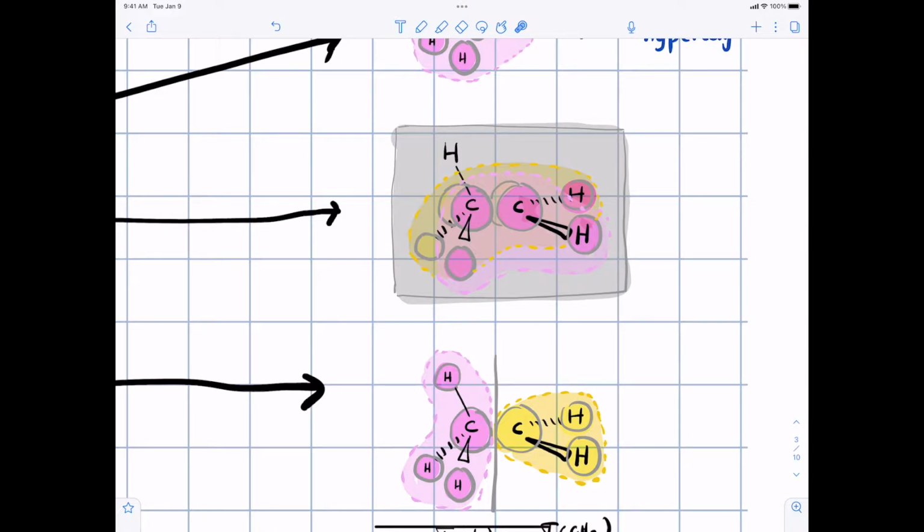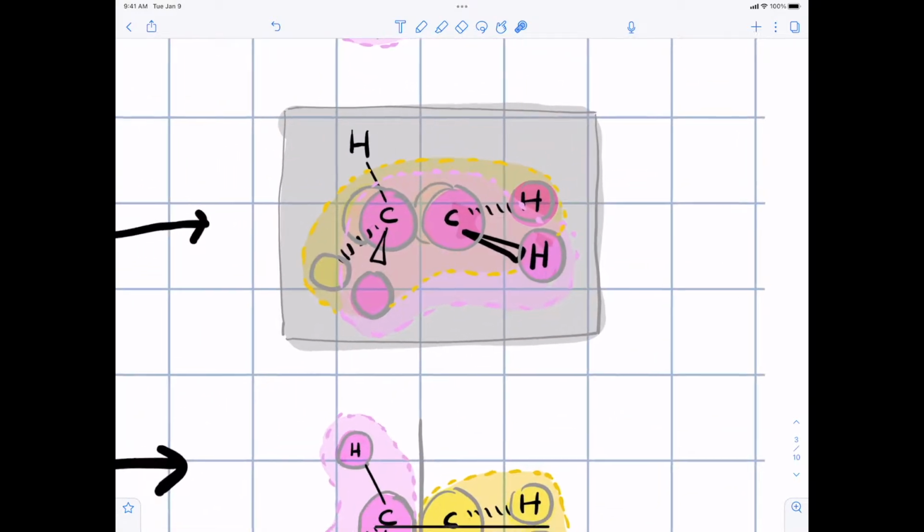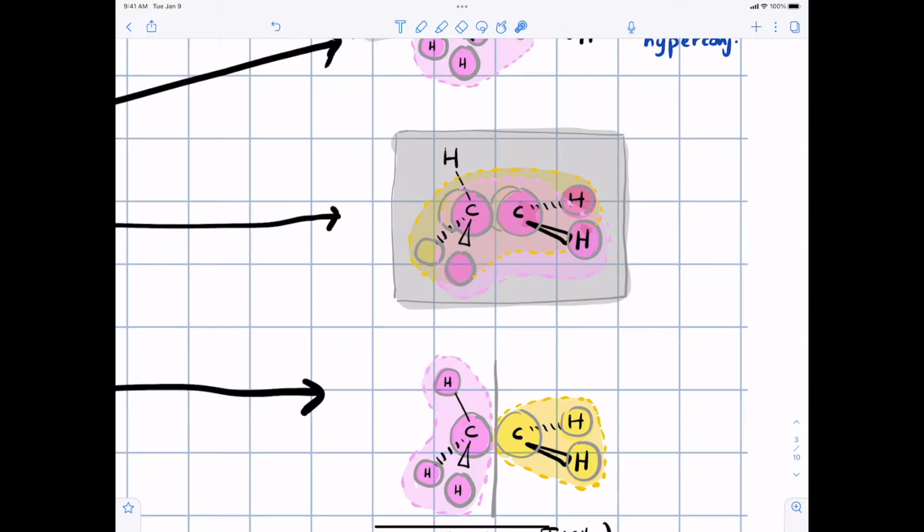All right, the next one, the gray sort of rectangle represents the node, the plane, the spot where wave function goes to 0. And this gray node is in the plane of the page. The pink is in front, so this CH bond is coming out in front. Yellow is in the back. The wave function sign switches as you go from front to back.